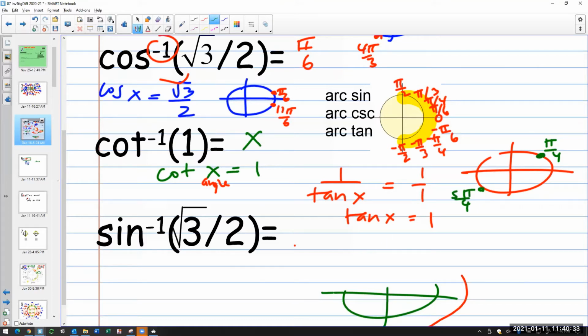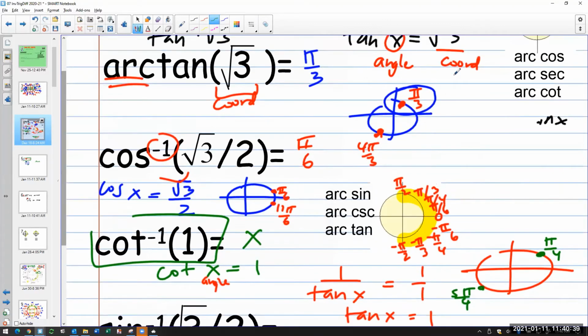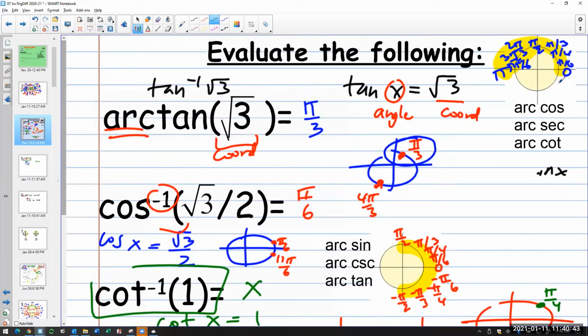Now remember, this is a cotangent problem. So go look at your little yellow circles. Where is cotangent allowed to be? Right here. So I've got to pick one of these. Which one is it going to be? Pi over 4. So this answer is pi over 4.